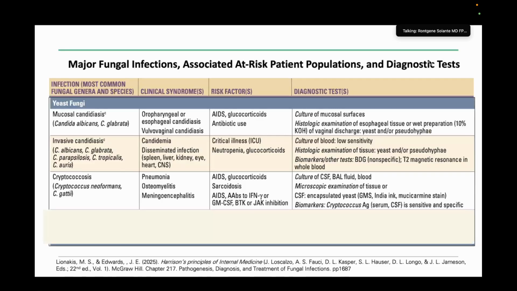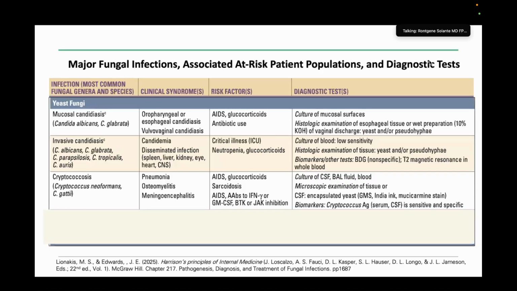And who are the patients highly vulnerable to this? Number one is patients with HIV. In non-HIV patients who develop cryptococcosis, usually these are patients on glucocorticosteroid treatment for a longer period of time, or those with sarcoidosis, or those taking some of these immunosuppressive drugs like interferon gamma or GM-CSF, and BTK or JAK inhibitor treatment of malignancy.